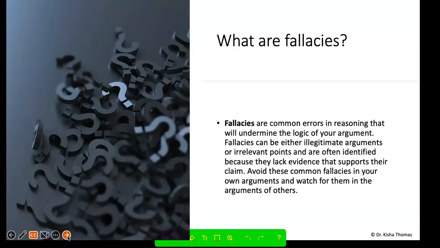Now, what are fallacies? Fallacies are common errors in reasoning that will undermine the logic of your argument. Fallacies can either be illegitimate arguments or irrelevant points and are often identified because of the lack of evidence that supports their claim. Avoid these common fallacies in your own arguments and watch out for them in arguments of others.